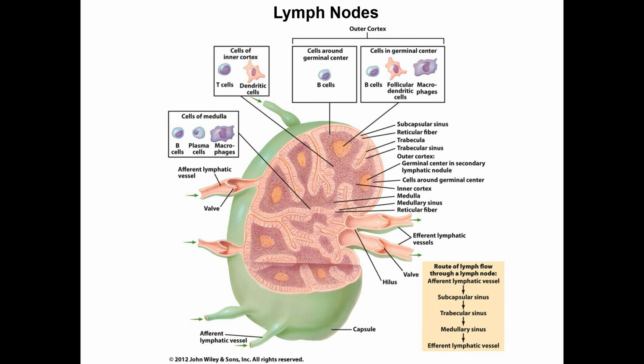So looking at our lymph nodes a little bit more closely, the lymph as it enters the lymph node is referred to as afferent lymph, and then efferent lymph is actually leaving our lymph nodes. As the lymph passes through our lymph nodes, it's going to come into contact with B cells, macrophages, T cells, and dendritic cells.